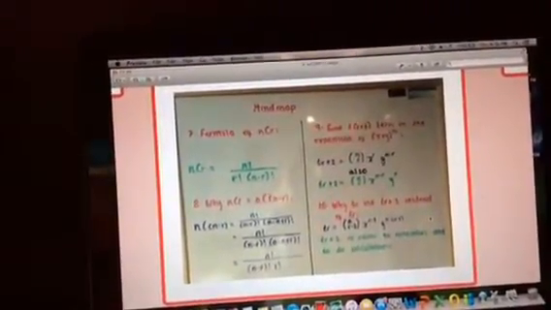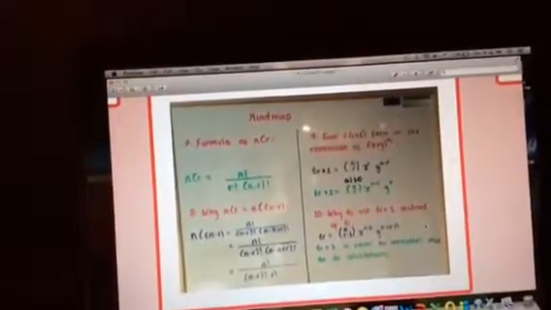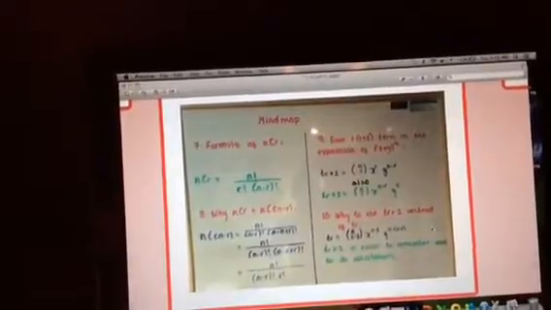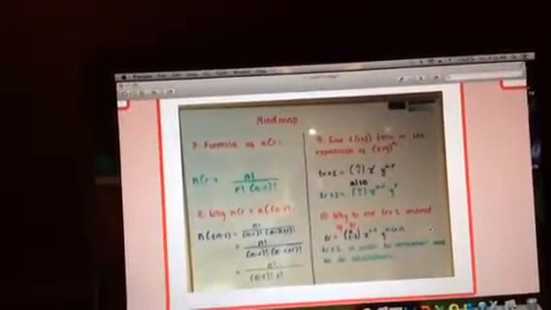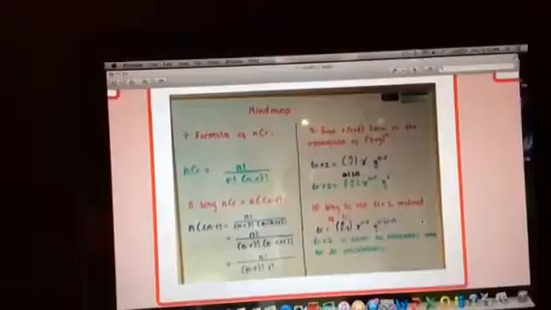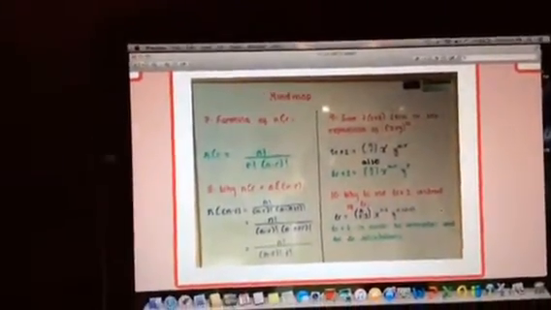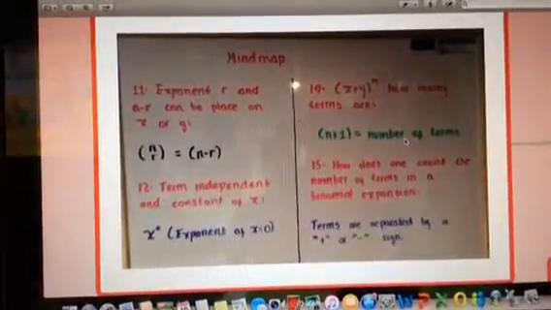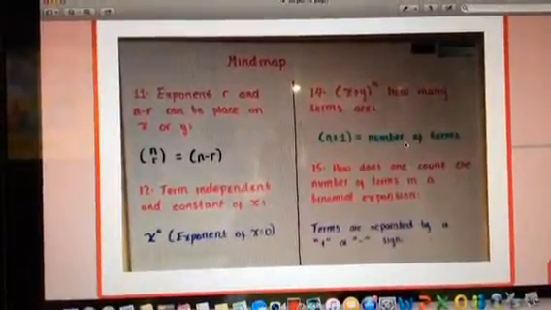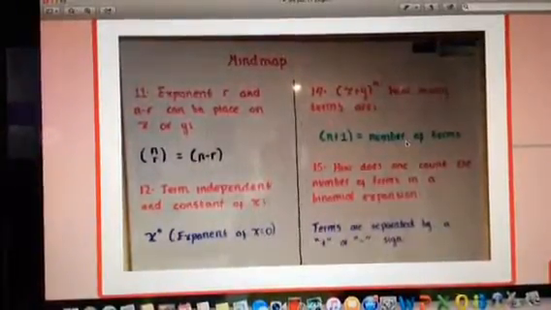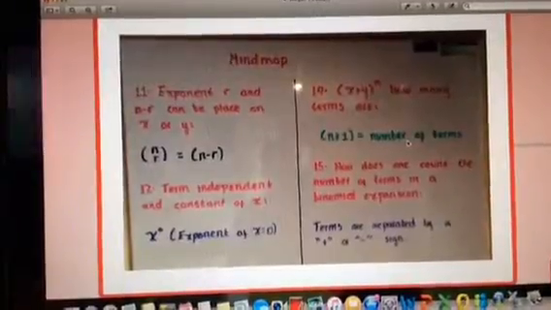Why use T(r+1) instead of T(r)? Because T(r+1) is easier to remember and to do certain calculations. Because T(r) equals n choose r minus 1, x to the r minus 1 and y to the n minus r minus 1, which is harder to remember. The exponents r and n minus r can be placed on x or y.